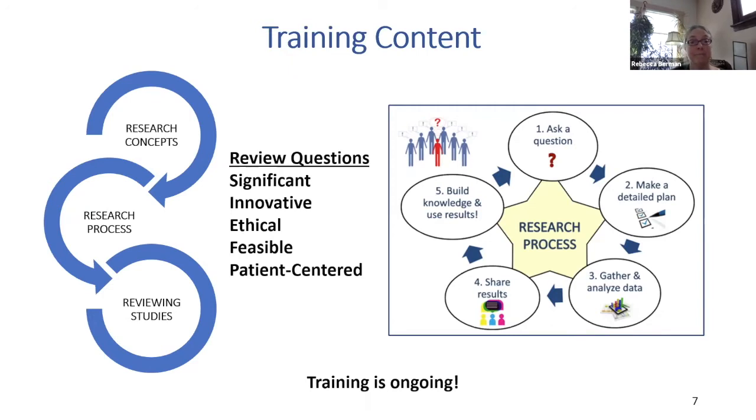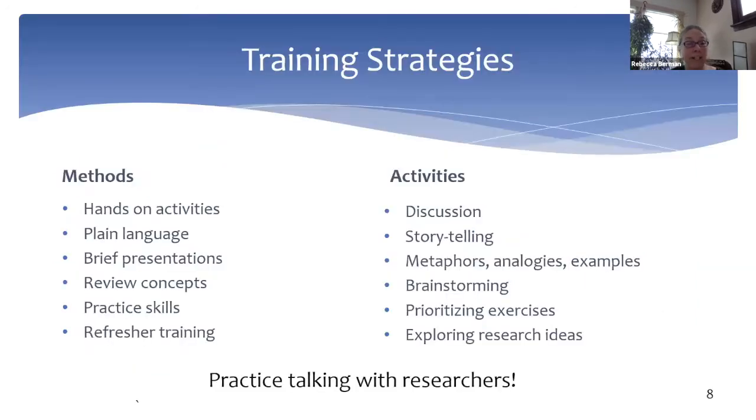Next slide, please. So what are the training strategies we use? Well, overall, our strategy is to promote iterative learning: reviewing concepts, practicing skills, repetition, reinforcement. We do this primarily through hands-on activities in our SAGE model boards. A primary activity is discussion. That is largely what we do, but we also engage members in storytelling. We use metaphors, analogies, ask for examples, engage in brainstorming exercises and prioritizing exercises, and exploring research ideas that they think of themselves.